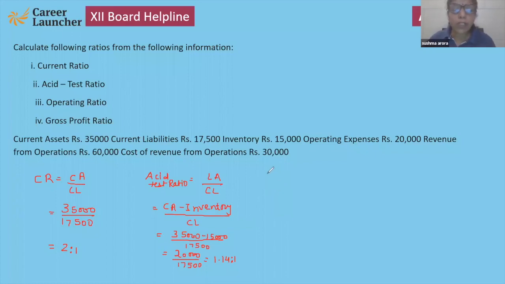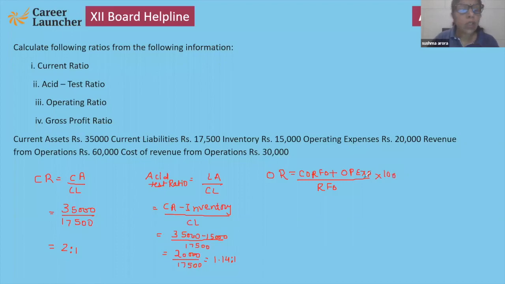Now, please let me know, third one, operating ratio. How to calculate operating ratio? Yes, children, you calculate that. We have calculated many questions. Operating ratio is equal to CORFO, cost of revenue from operation, plus operating expenses upon net RFO into 100.